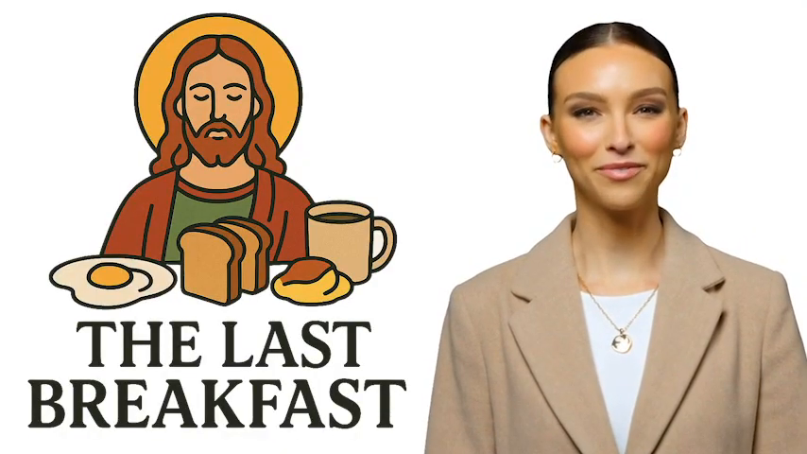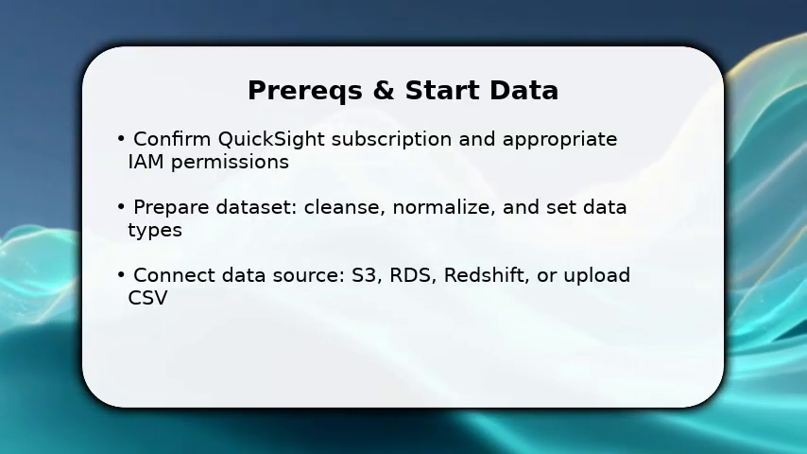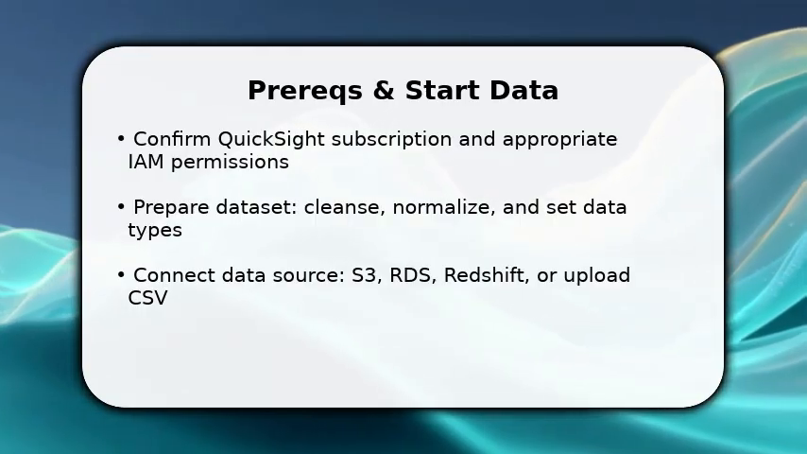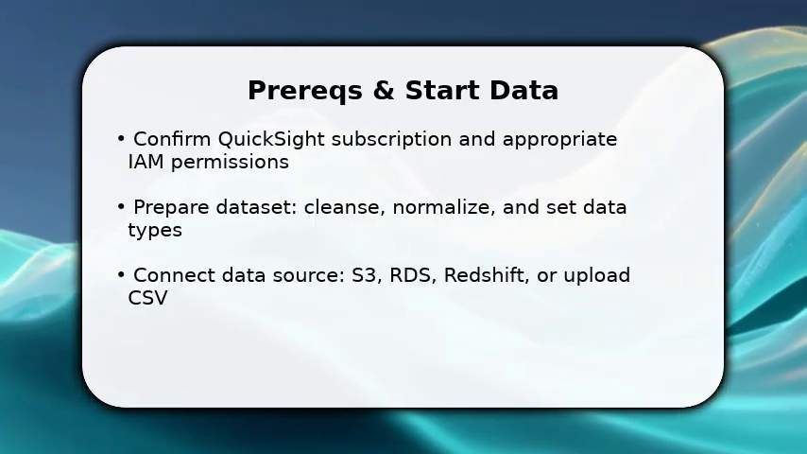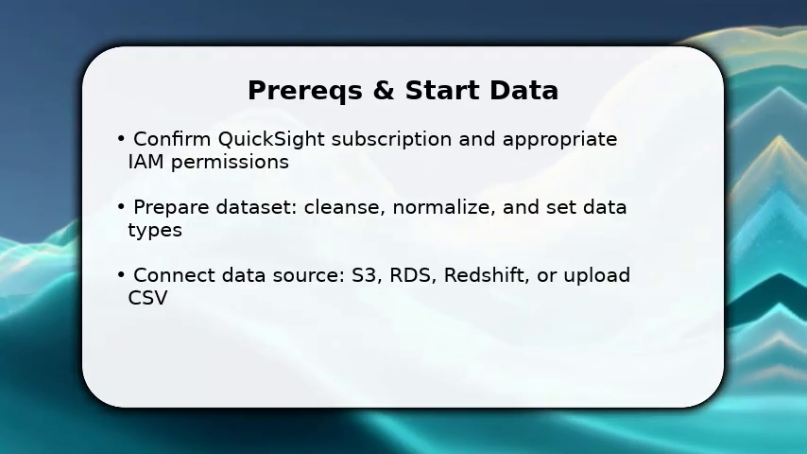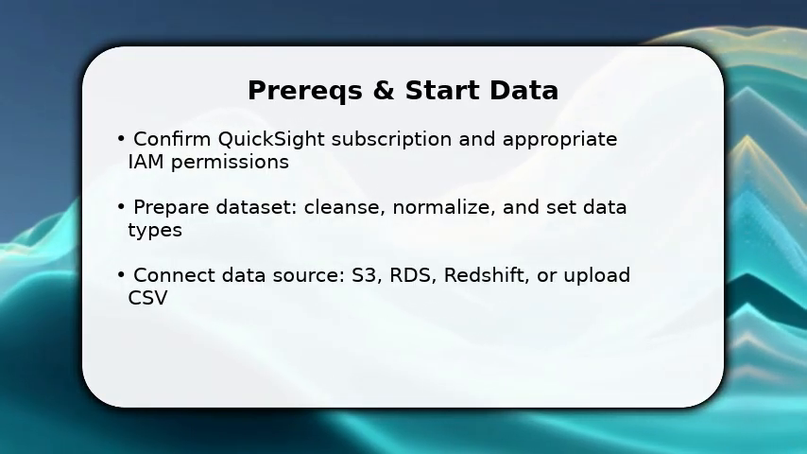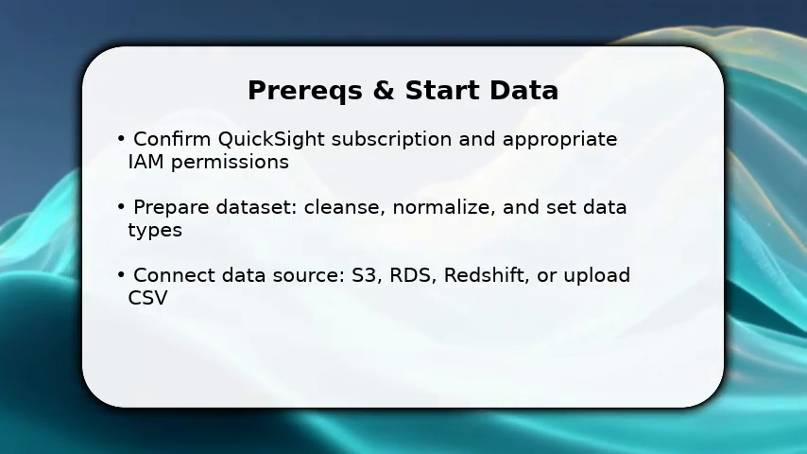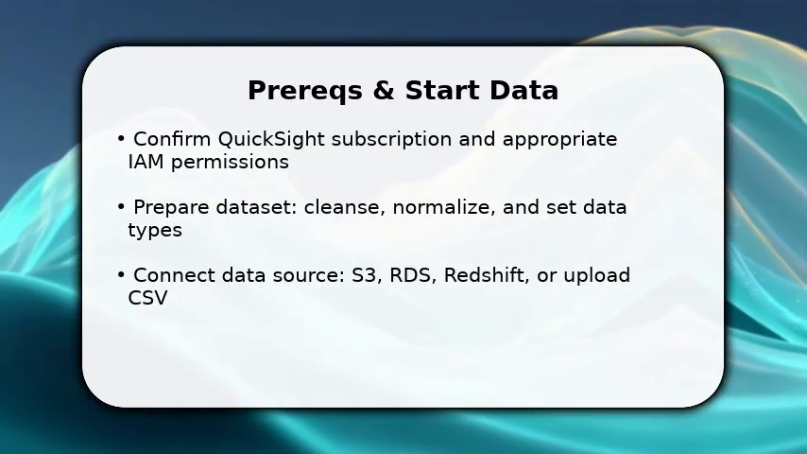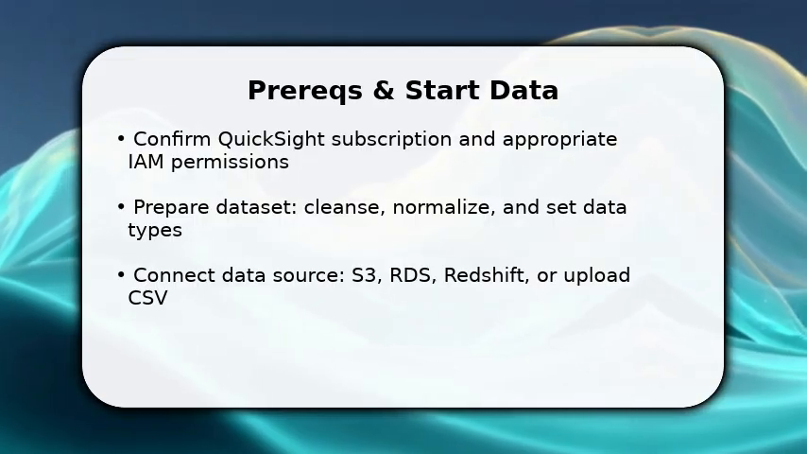Please enjoy the video. You start by confirming prerequisites: QuickSight account, IAM roles, and dataset readiness. Connect your data source now, choose S3, RDS, Redshift, or upload a CSV. Once connected, preview the dataset and set correct data types, date, numeric, string, so visuals behave.